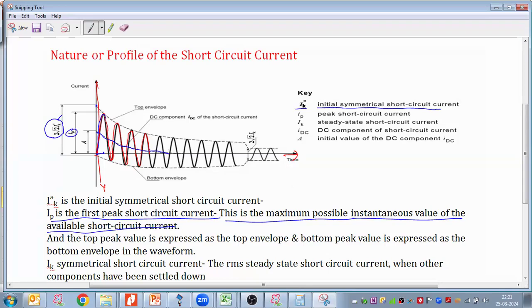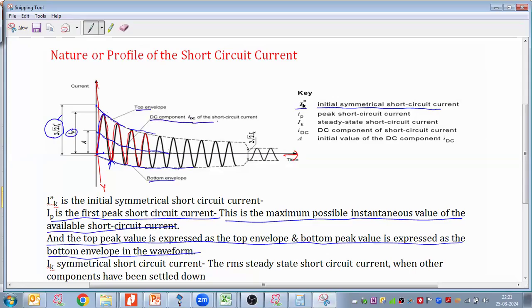Peak short circuit current, between the upper peak site and the lower peak site, we are plotting the dots. We are connecting all the peaks by a dot, and that we refer to as the top envelope and the bottom envelope. The top peak value is expressed as the top envelope, and the bottom peak value is expressed as the bottom envelope in the waveform.